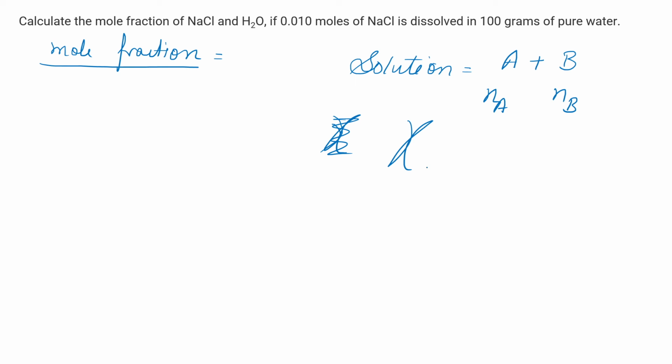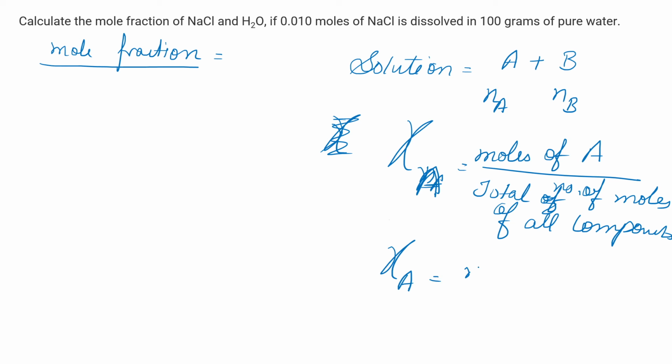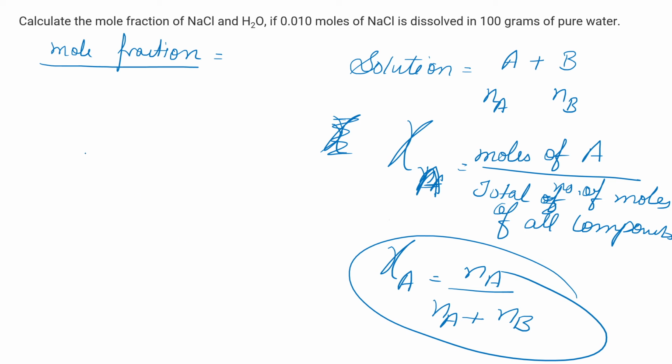So, a kind of X. So, mole fraction for A component is defined as moles of A divided by total number of moles of all components. Okay, so the mole fraction for A is Na. How many components do we have? We have two components. So divide by number of moles of A plus number of moles of B. This is the mole fraction of A.